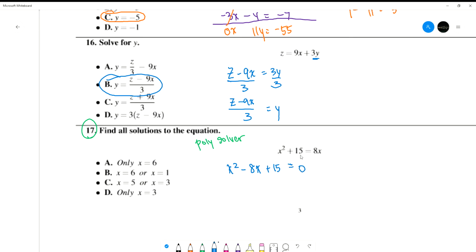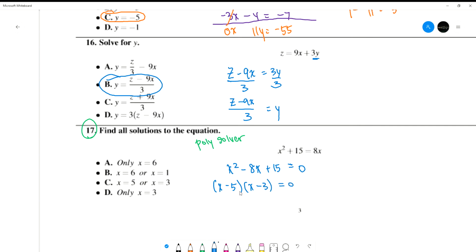right? And now we can use any of the methods we know to solve a quadratic, right? We can either factor, which is the preferred method, or you could complete the square, which is the long way of doing it, or you could use the quadratic formula, right? Which works for all quadratic equations. So I'm going to factor because that's the easiest way. So this comes out to x minus 5, x minus 3 is equal to 0.